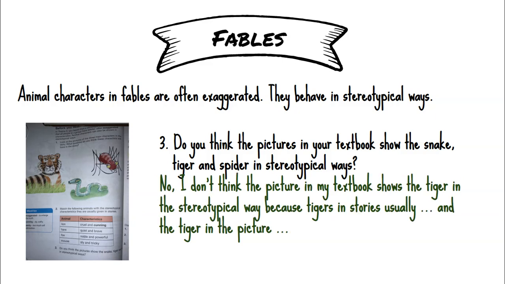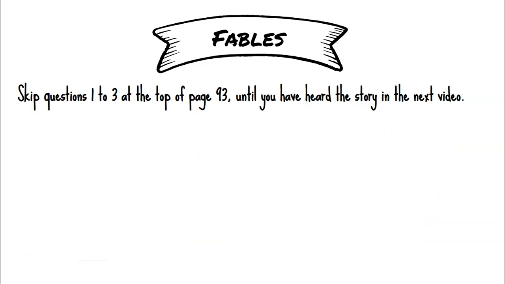You could say, no, I don't think the picture in my textbook shows the tiger in a stereotypical way because I think tigers in stories are usually like this and like this and like this. And the tiger in this picture looks like this and like this and like this. But remember, they want you to speak about the snake, the tiger, and the spider. Each of those pictures, do they look the way that you would expect those characters to be? And you need to speak a little bit about each. So that's going to take quite a few lines to talk about.